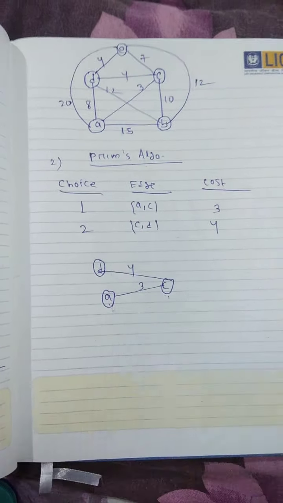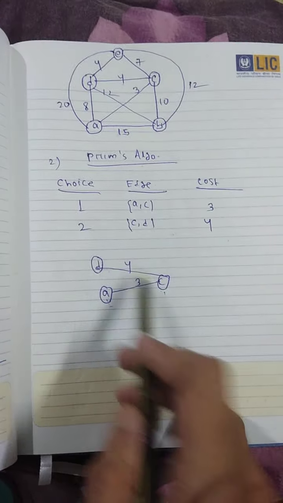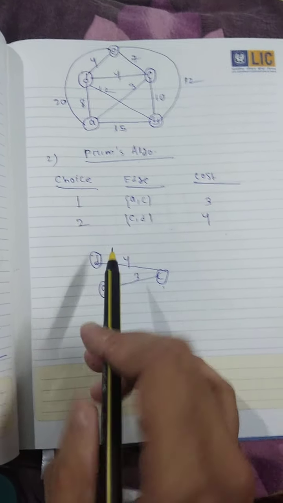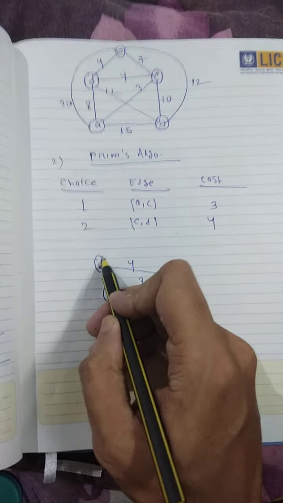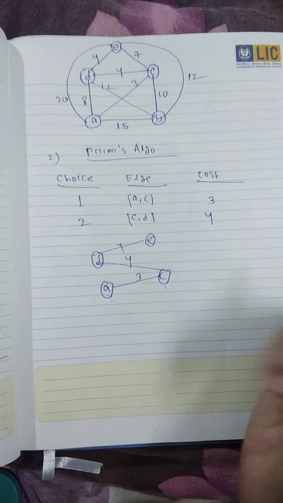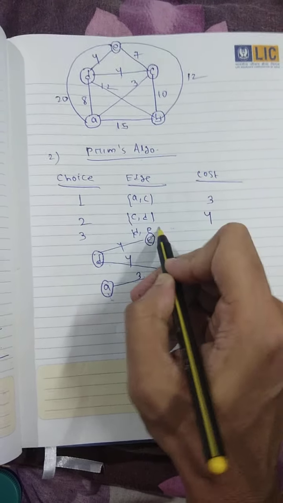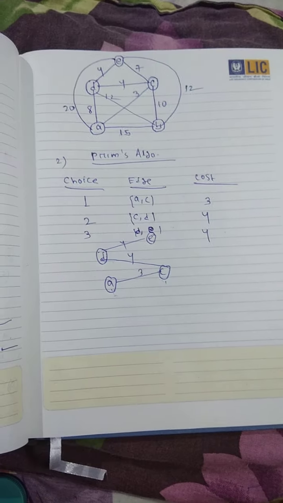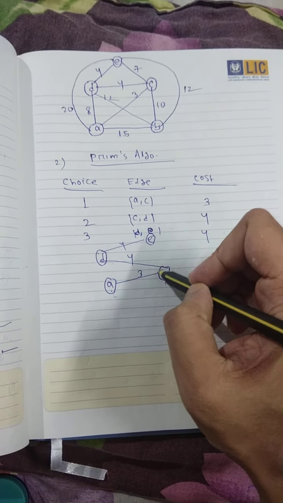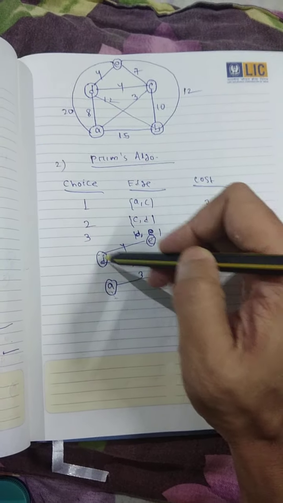Cost is 4. So what is the next minimum? It is 4. Is it incident on the selected vertex? Yes, this is incident on the selected vertex and no cycle is there, so next I am selecting D and E, that is also 4. Next is 7, but it gives a cycle, so 7 is not selected. Next 8 also is not selected, it gives a cycle.